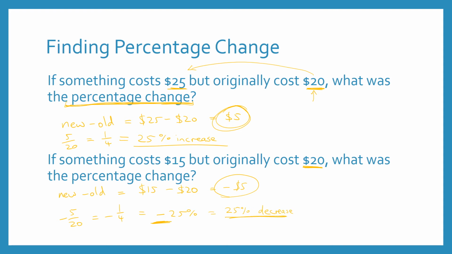So I hope you can see that in both of these examples, we do the exact same process. The only thing that changes is down here if we get a minus, or up here if we get a plus. It tells us whether it's an increase or a decrease.